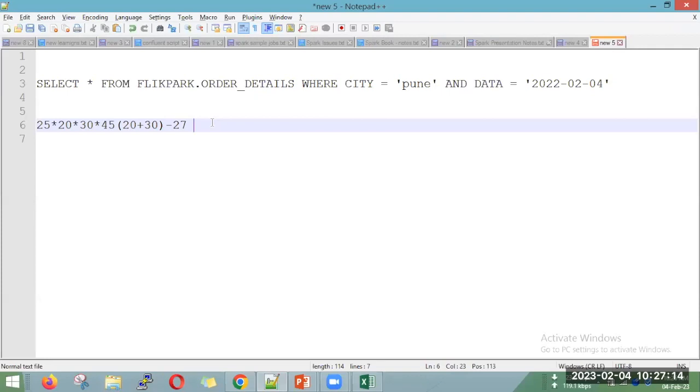But what Spark does is, consider that my memory is very sharp and I'm doing all this calculation without using any pen or paper. I'm doing it in my mind itself: 25 into 20 into 30 into 45 plus 20 plus 30. If I'm doing all this calculation without pen and paper, the processing will be fast, right?